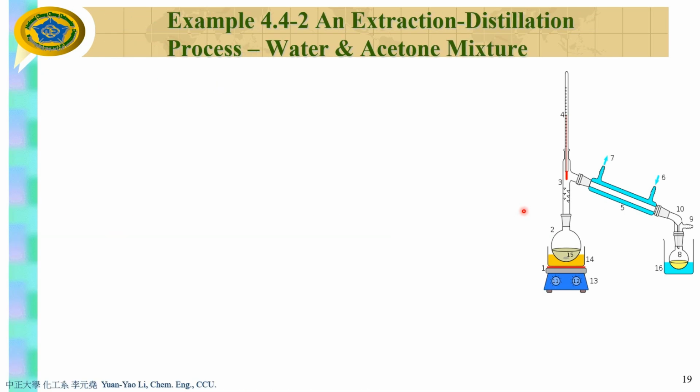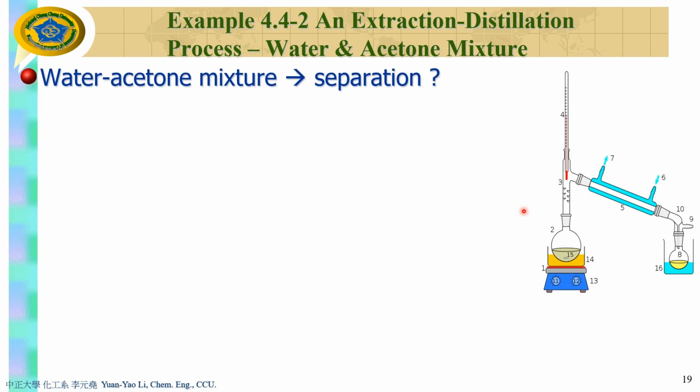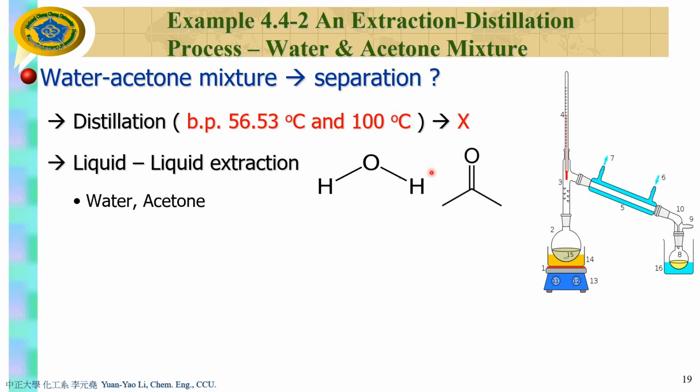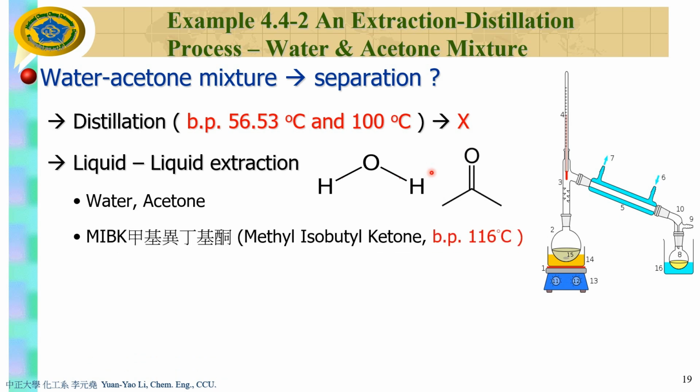So the best way to do this is, a distillation column is not good. So this is the molecular structure of water, and the molecular structure of acetone. We want to use liquid-liquid extraction to take these two apart first. So we introduce a third molecule, another agent, to separate these two.